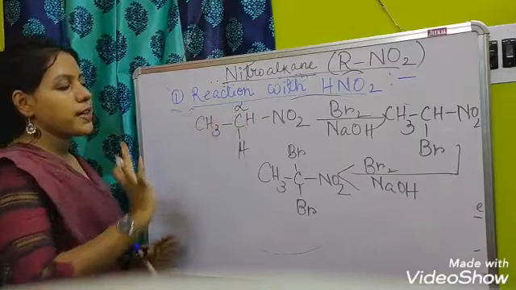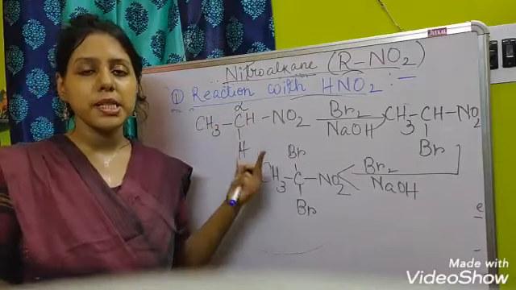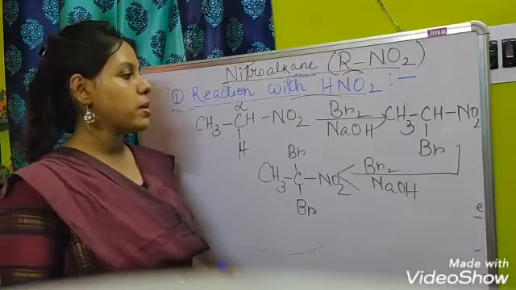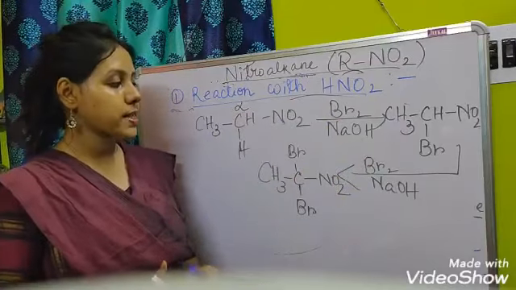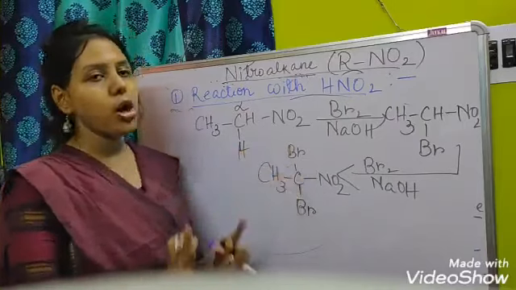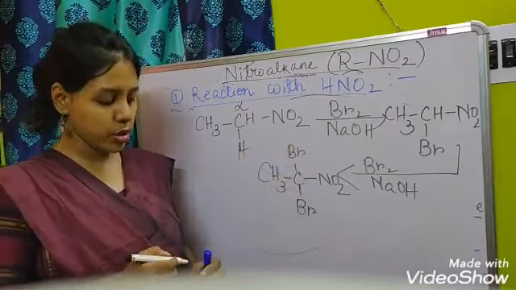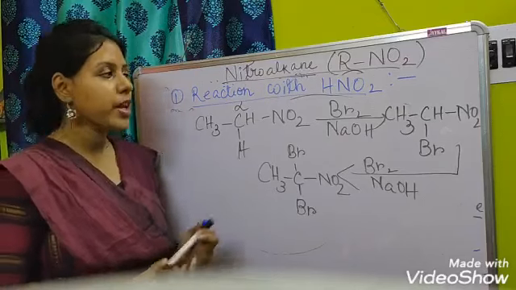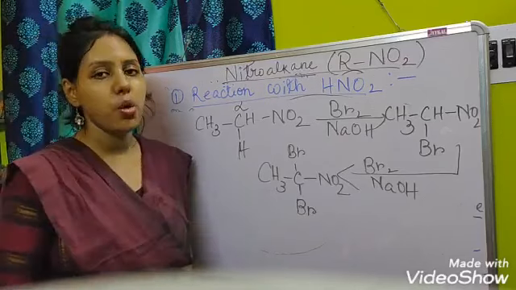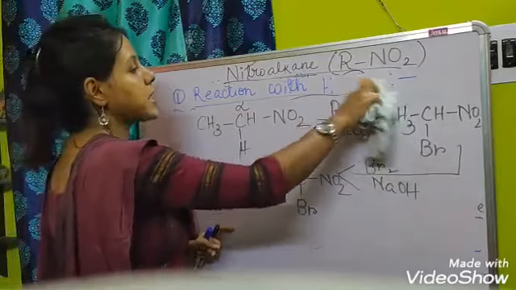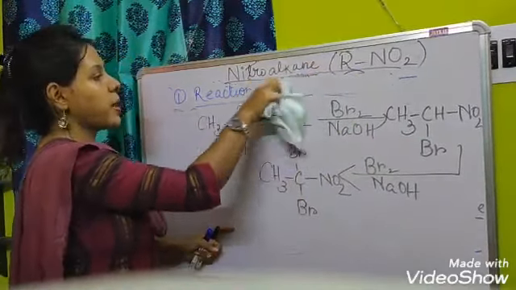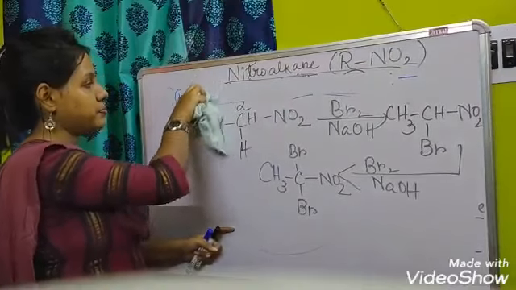So just the alpha hydrogen atoms that are present in the nitroalkane will be substituted by the halogen. And when we are using excess, then all the alpha hydrogens will be substituted. So this is the reaction. This reaction is called what? Halogenation reaction, because there we can see the addition of halogen atoms in place of the alpha hydrogens.